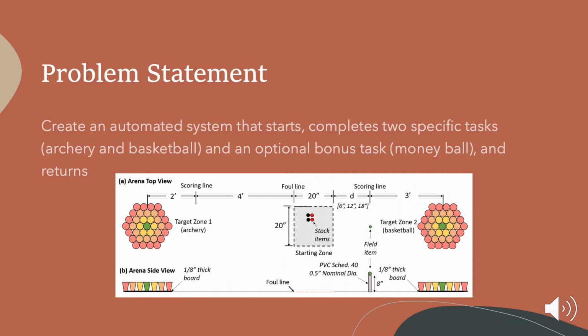Here is our problem statement. We need to create an autonomous automated system that starts, completes 2 specified tasks, archery and basketball, and an optional bonus task, Moneyball, then returns back to start where it completely turns off.